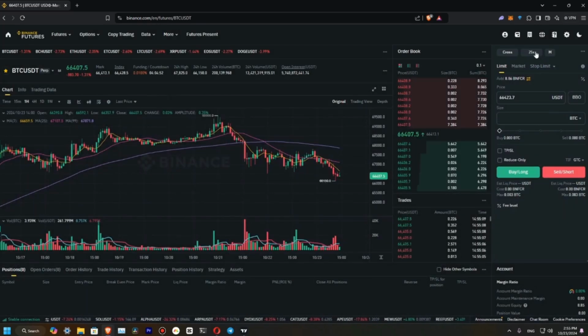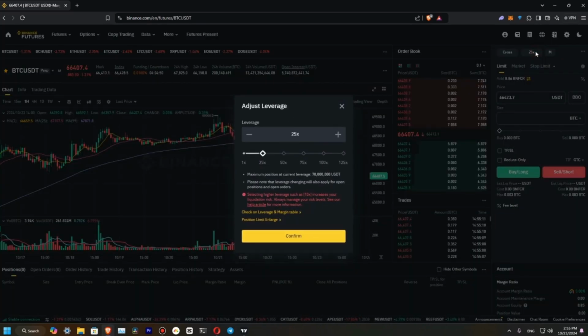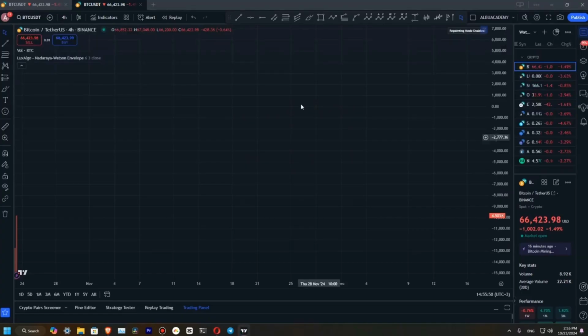And over here we have leverage. This is the tricky part. Leverage allows you to borrow funds to increase the size of your position. For example, if you have $100 and you want to trade with more, you can use leverage. So let me explain what is leverage. Let's go here. Okay, so imagine you have $100 on your account.